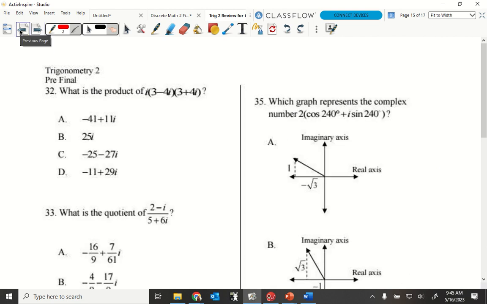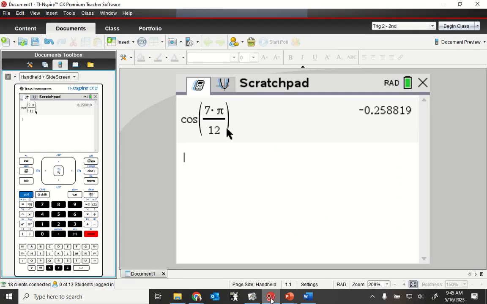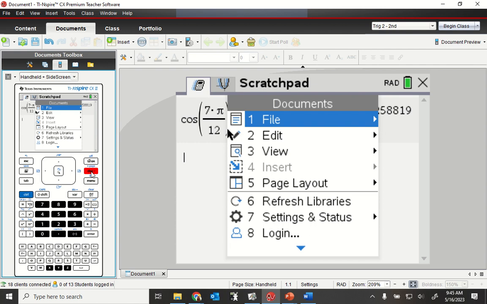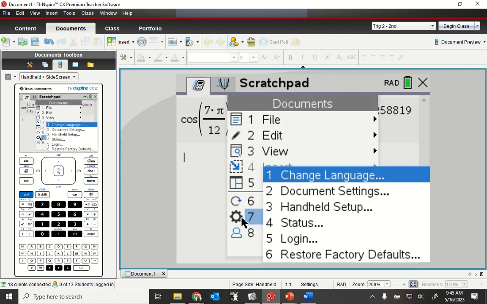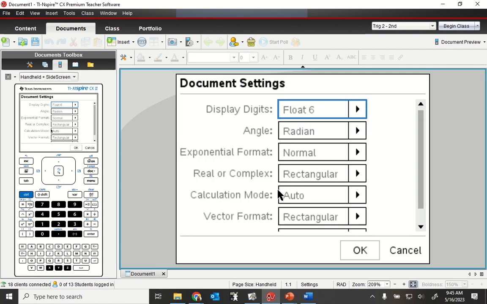All right, product. So we're going to do this in the calculator. Different squares. So that one, 3 minus 4. Okay, so let's go through. I'm going to need to go to doc settings, document settings. But what are we changing here now? Oh, we gotta change rectangular and all that stuff. Okay, so this one right here is the first one. So it is, right now, radian's fine.